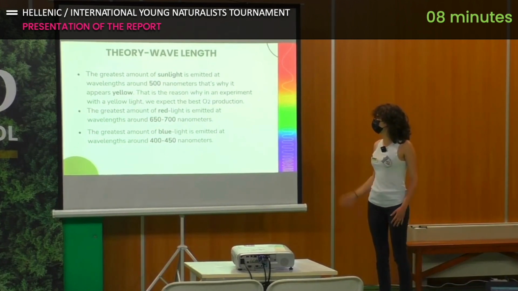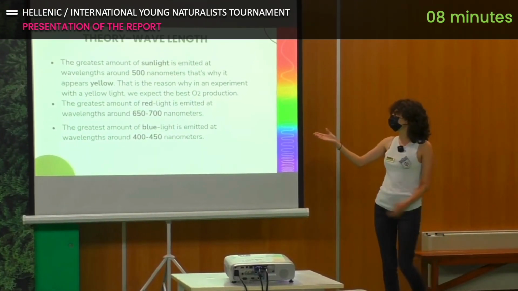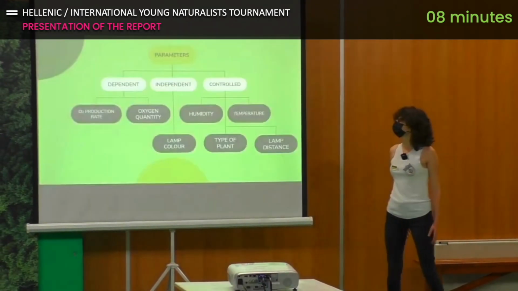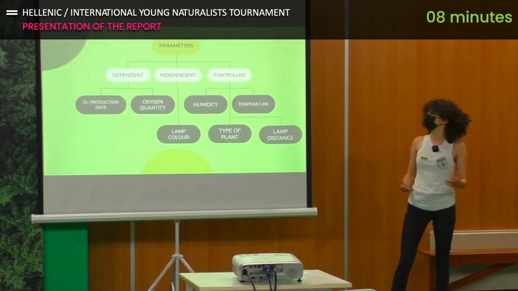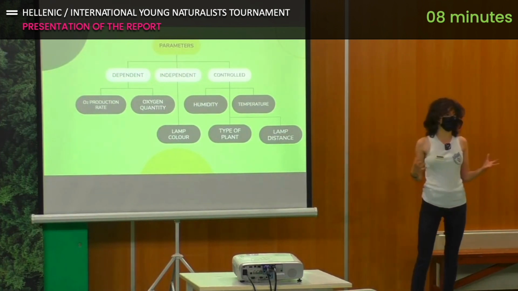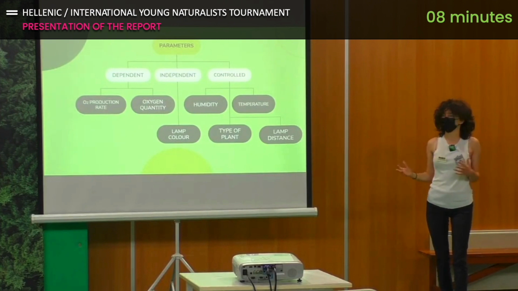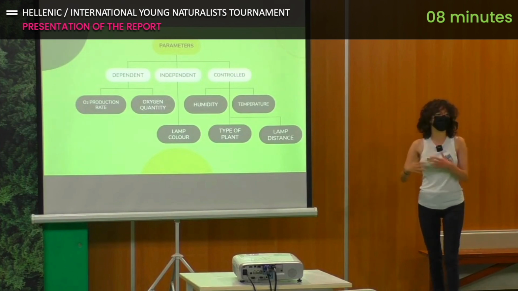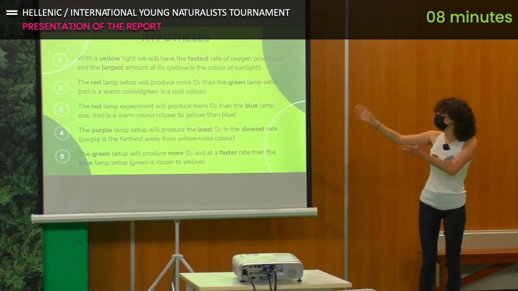The greatest amount of red light is emitted at wavelengths around 650 and 700 nanometers. The greatest amount of blue light is emitted at wavelengths around 400 to 450 nanometers. So here are my parameters. The dependent ones, meaning the ones that we measured throughout our experimental procedure, was the oxygen production rate and the oxygen quantity. The independent ones, meaning the ones that we changed throughout our experimental procedure, was the lamp color. The control ones, meaning the ones that we kept the same throughout the experiment, was the humidity that we tested, the temperature that we kept, that we controlled with an Arduino sensor, the type of plant, and the lamp distance. So here are my 5 hypotheses.